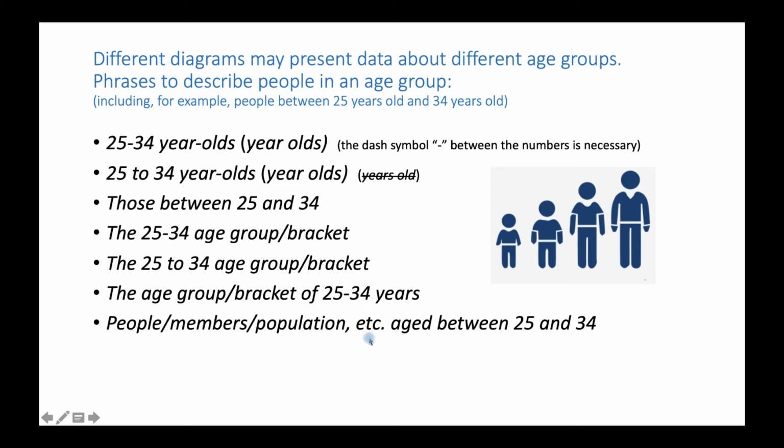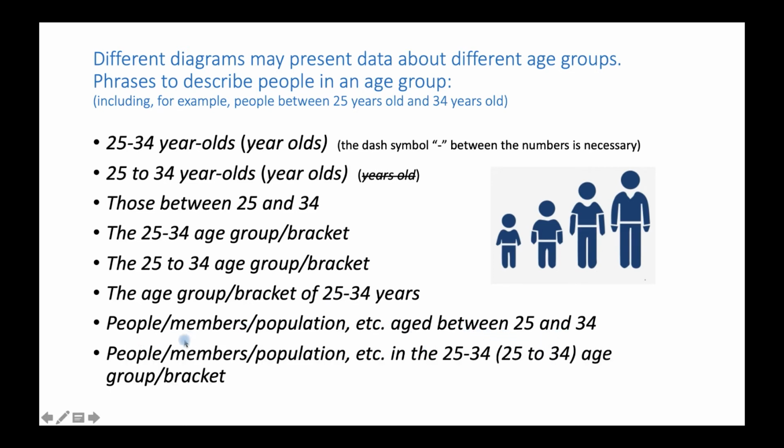People or members or population aged between 25 and 34. The noun here will depend, again, on the noun given to you in your diagram. And once again, we've got "between" and the word "and." Again, people, members or population, etc., in the 25-34 age group or bracket.